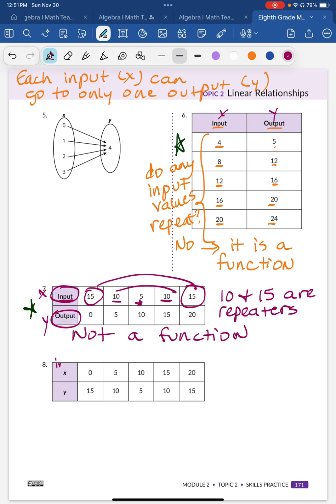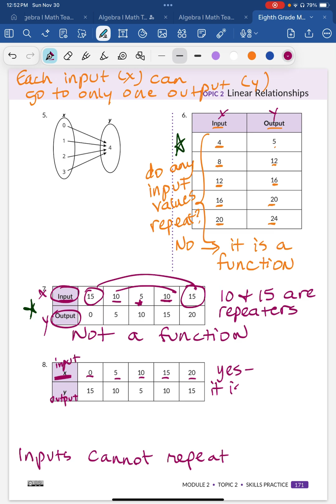Okay, so let's look at this one. Input, output. Do we have any repeaters on our input? Inputs cannot repeat. 0, 5, 10, 15, 20. No repeaters. So yes, it is a function.